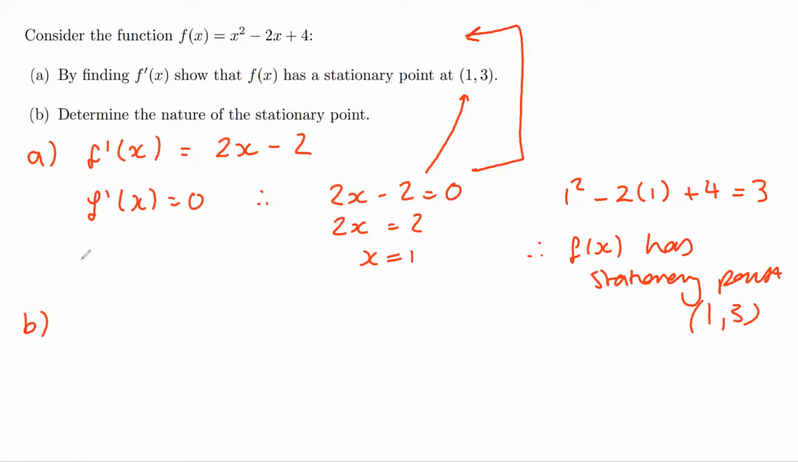So we can differentiate the first derivative, which we can denote f dash dash of x. So it means we're differentiating twice. And that just gives us 2. Now, nature is another way of asking, is it a minimum or a maximum? So 2 is clearly greater than 0, and therefore the stationary point is a minimum.